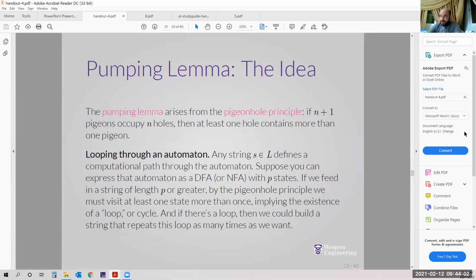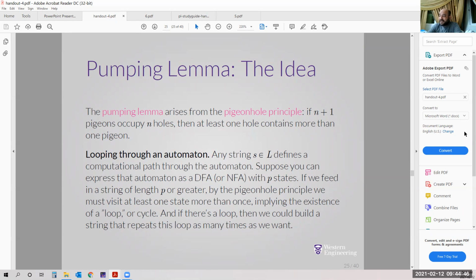What is the idea of the pumping lemma? The pumping lemma arises from the pigeonhole principle. If n plus 1 pigeons occupy n holes, then at least one hole contains more than one pigeon. This is the principle that we need from the pigeonhole. Looping through an automaton, any string S belonging to L defines a computational path through the automaton. Suppose you can express that automaton as a DFA or an FA with P states, which is the pumping length. If we feed in a string of length P or greater, by the pigeonhole principle we must visit at least one state more than once, implying the existence of a loop or cycle.